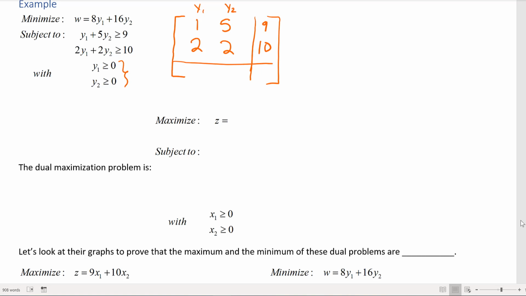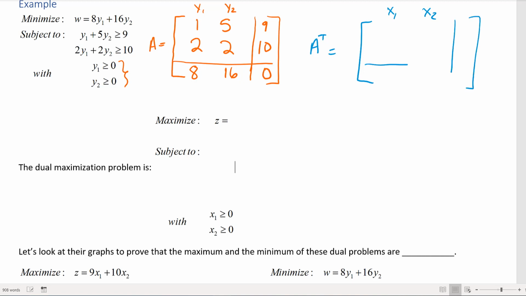And my last row is going to be my objective function. This one I minimize. 8 goes in y1, 16 goes in y2, and nothing is in the constant column. So if I call this A, I will need to find A transpose. A transpose is going to get me x1 columns and x2 columns instead of y's, and they will get me my new maximization problems and my new constraints.